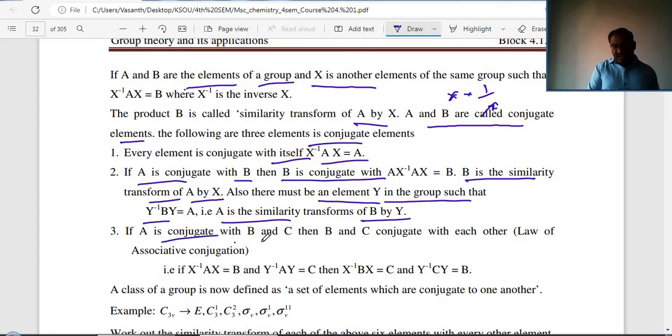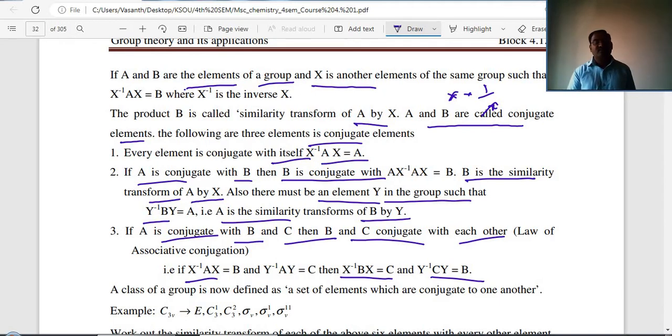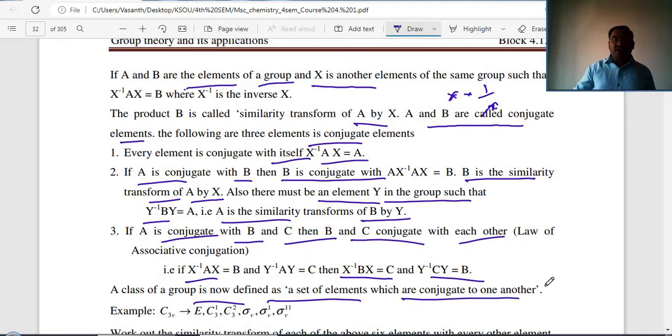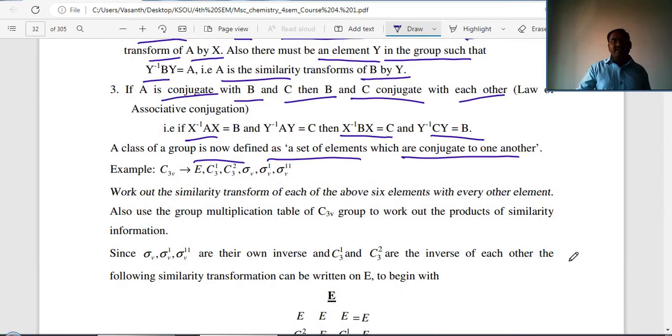If A is conjugate with B and C, then B and C are conjugate with each other. X inverse AX is equal to B, and Y inverse AY is equal to C, then X inverse BX is equal to C. A class of a group is now defined as a set of elements which are conjugate to one another. That is a class of a group.